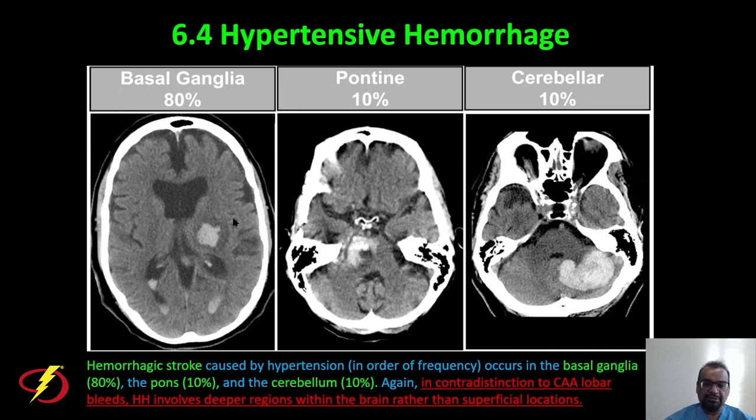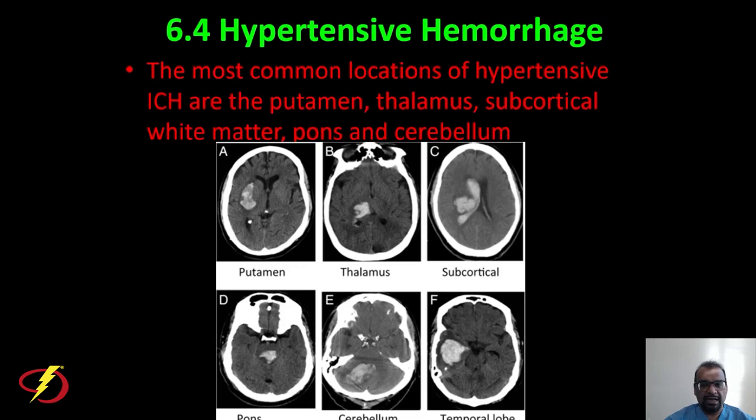So really, you're going to see it more often than not in the basal ganglia. In contradistinction to cerebral amyloid angiopathy, hypertensive hemorrhage involves deeper regions of the brain rather than superficial regions as we see in cerebral amyloid angiopathy. Again, the most common locations of hypertensive hemorrhage are the putamen, the thalamus, the subcortical white matter, the pons, and the cerebellum.